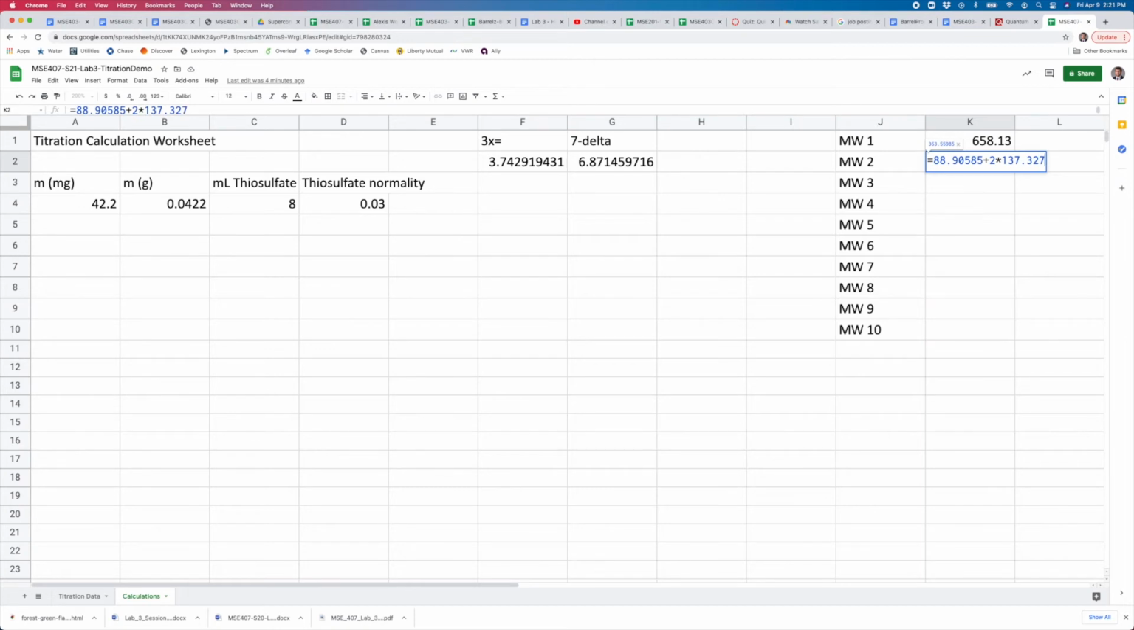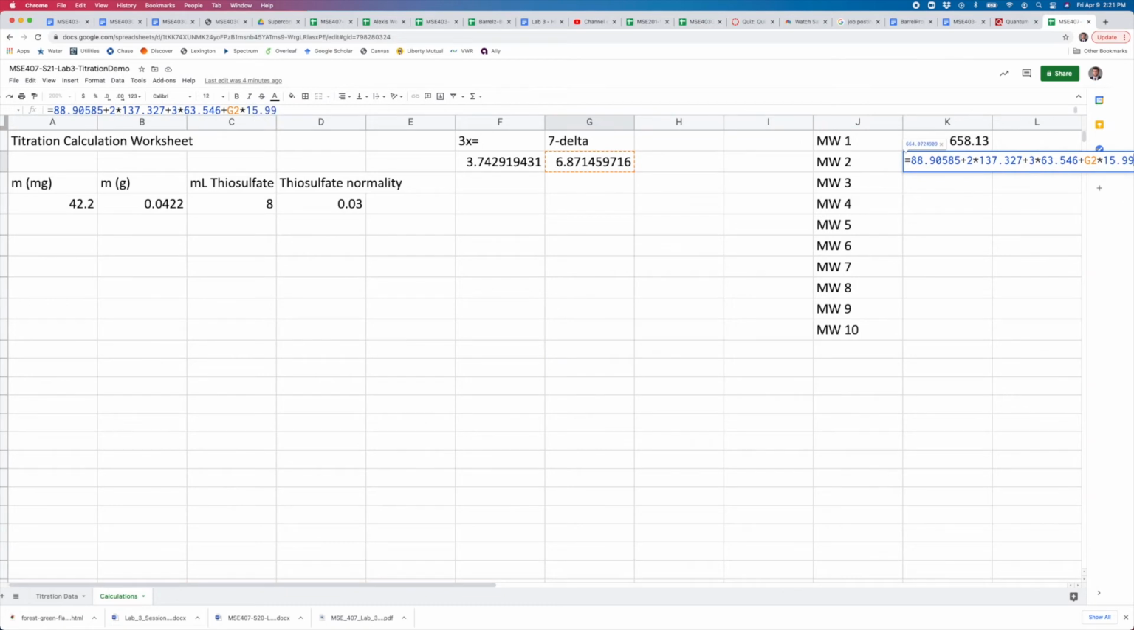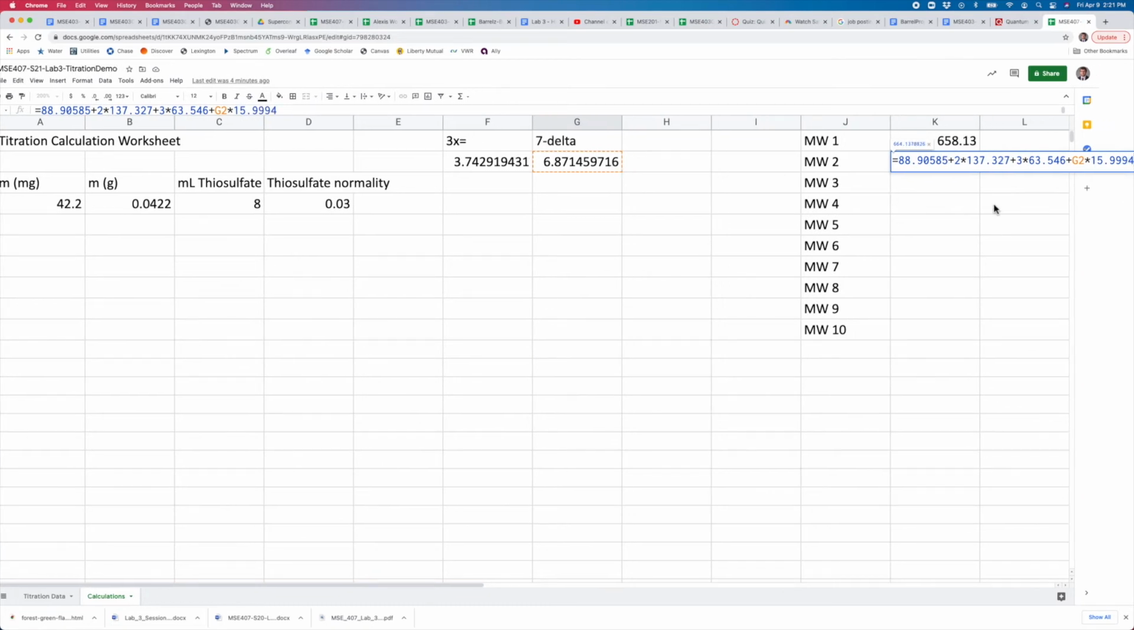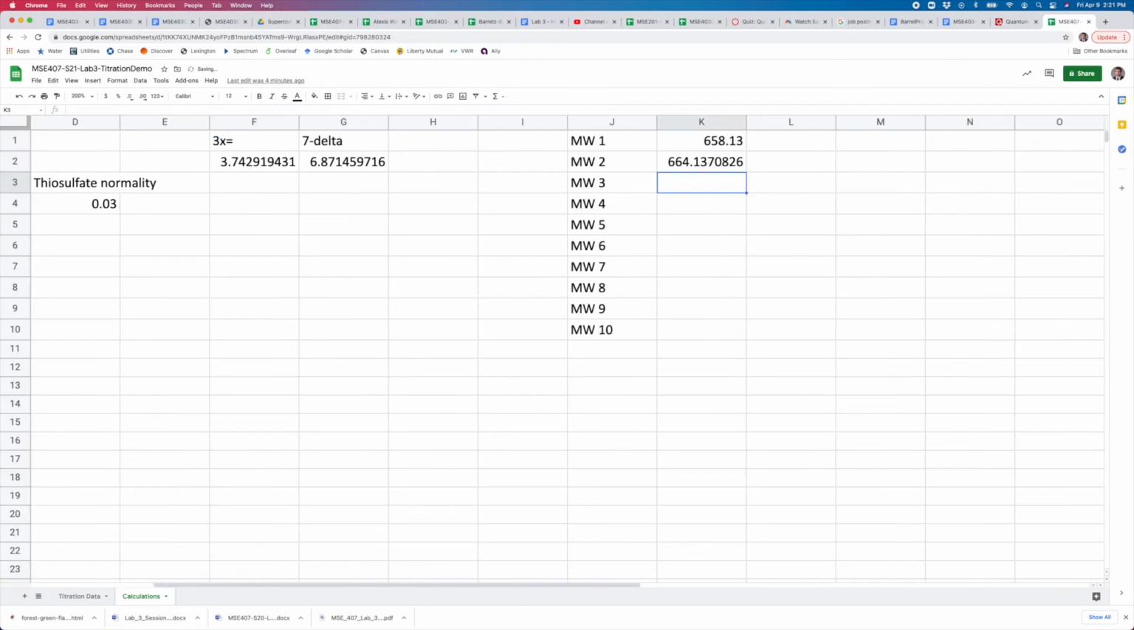137.327, plus copper, there's 3 of them, so we're going to add 63.546, and then the last part, plus the oxygen content multiplied by 15.9994, which is for oxygen, right? So this will allow us to calculate the molecular weight of YBCO with our current assumptions in here. So that's the new value.